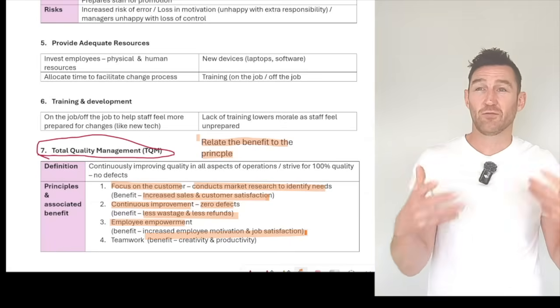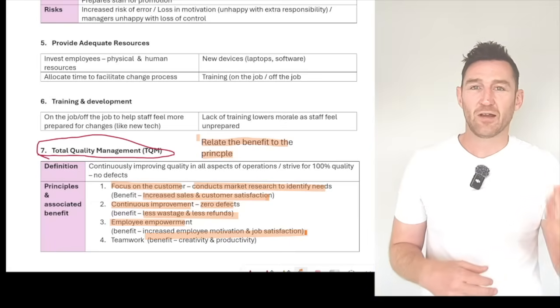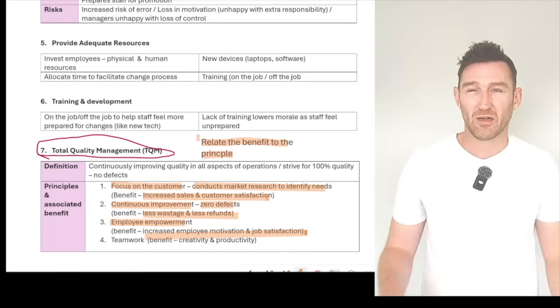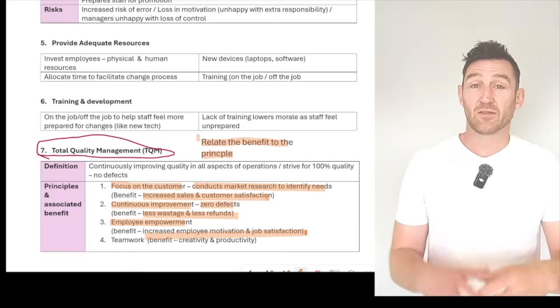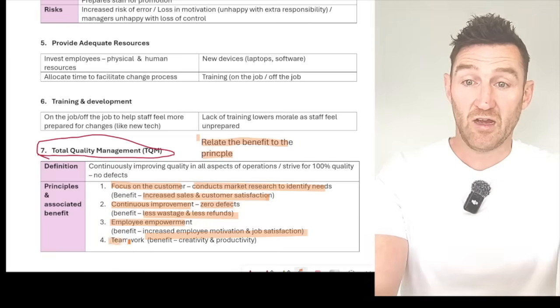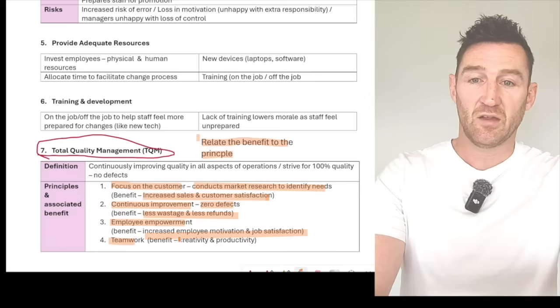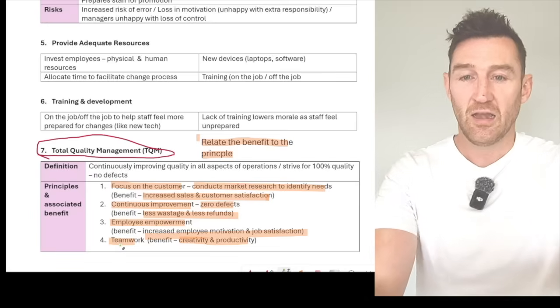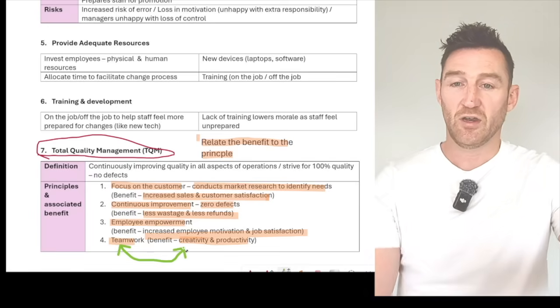A crucial thing if you're explaining empowerment is that employees are allowed to make decisions without consultation. So that's what empowerment is really about. It's not freedom to do whatever. It's that they can make decisions without consultation. That's what the examiner wants to see. The next principle is teamwork. The benefit is that it increases creativity and productivity. Just another thing you'll see there, the link between teamwork and creativity.